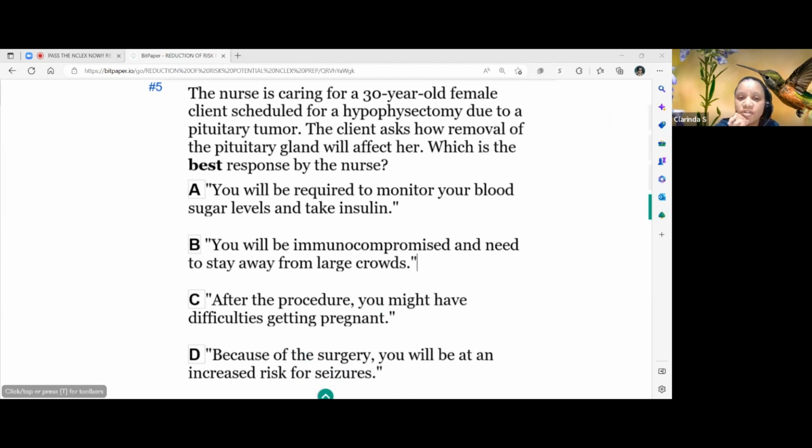This is our pituitary question. All right, we have a patient who is 30 years old. She's a female. So a lot of times when they're giving you the age and they're giving you gender, pay attention to those. They had a hypophyseectomy. She had a pituitary tumor. And now the patient's asking, how will the removal of the pituitary gland affect her? Which is the best response?